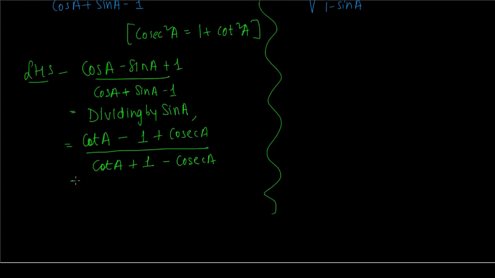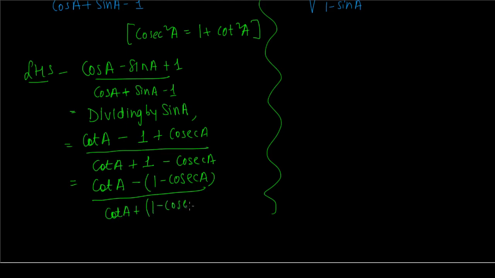Now let us solve further. Let us try to rearrange the terms. Clear? So how can you rearrange these terms? Try to think a bit. Yes, you can write this as cot A minus 1 minus cosec A, divided by, if you open the bracket, cot A plus, put bracket, 1 minus cosec A. So you can see we have the same terms in both numerator and denominator, but separated by different signs. Clear?